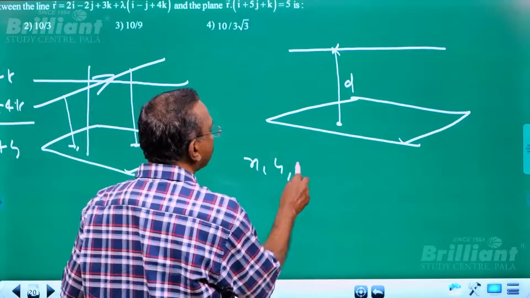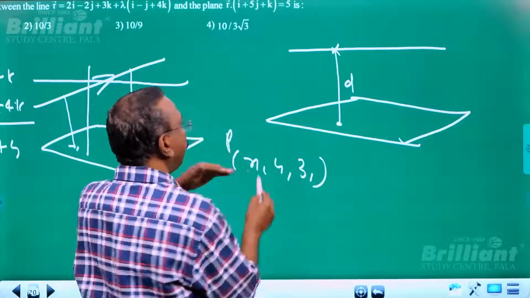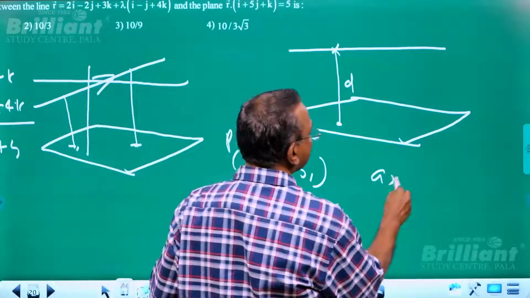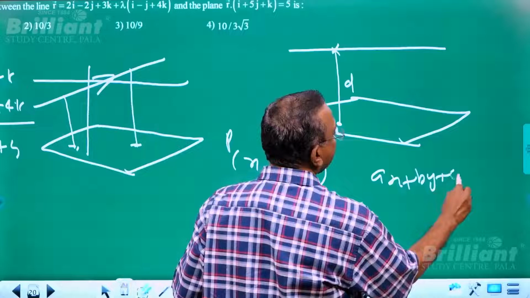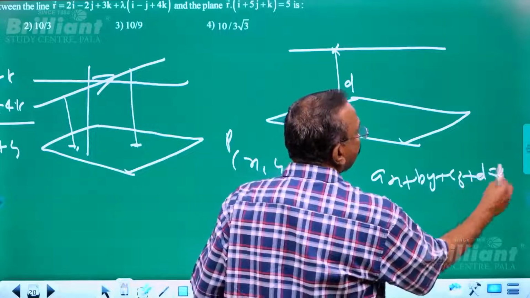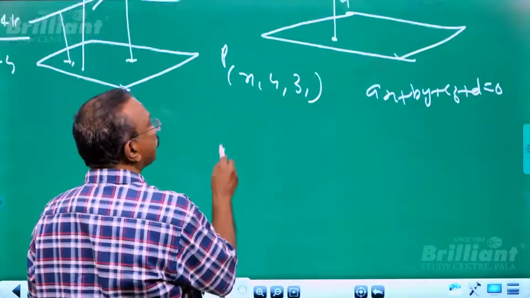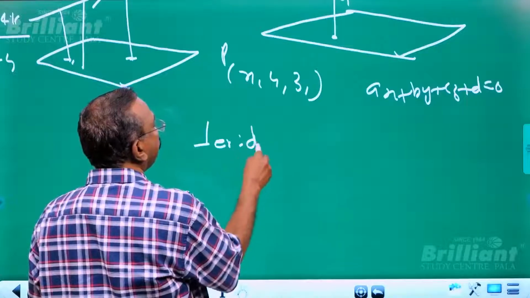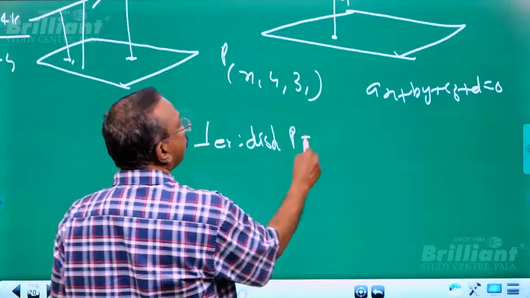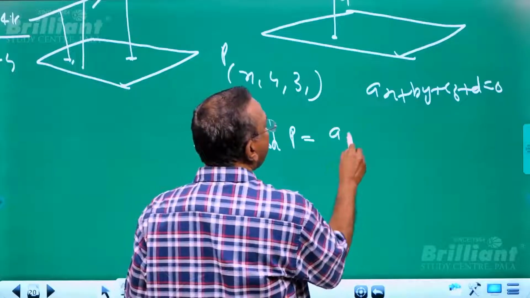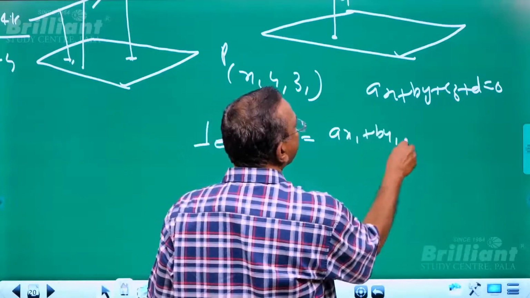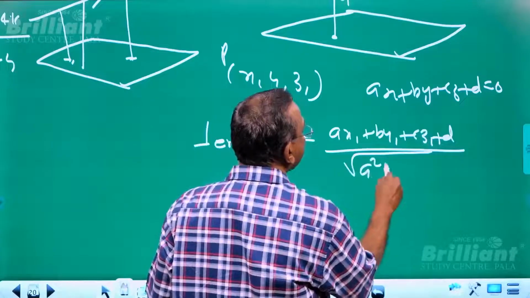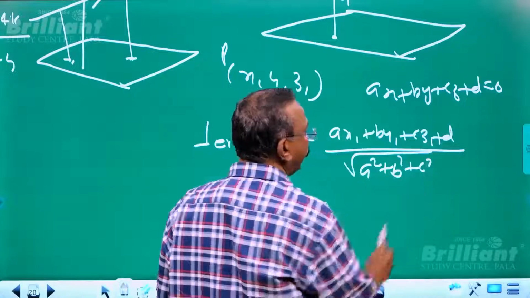Let P(x1, y1, z1) be any point which is not on the plane, and the equation of the plane is ax + by + cz + d = 0. Then the perpendicular distance from P is equal to |ax1 + by1 + cz1 + d| divided by root of a² + b² + c².